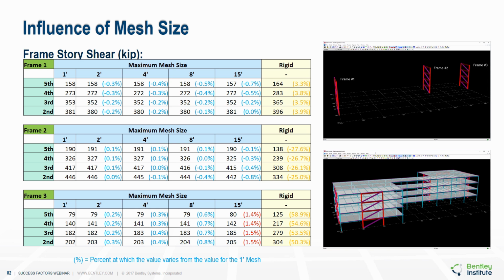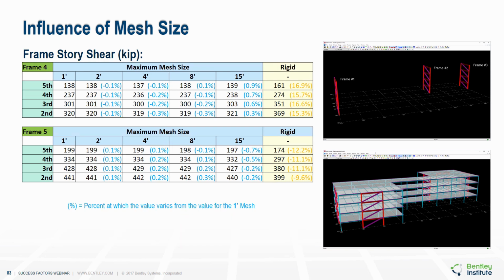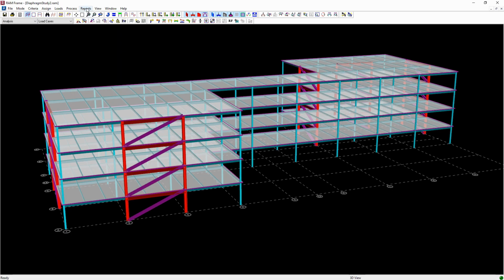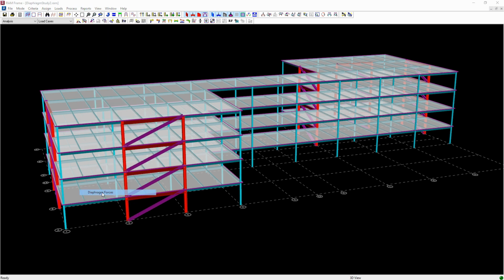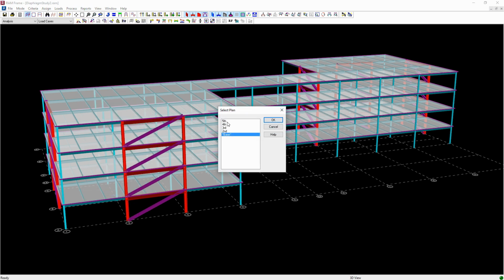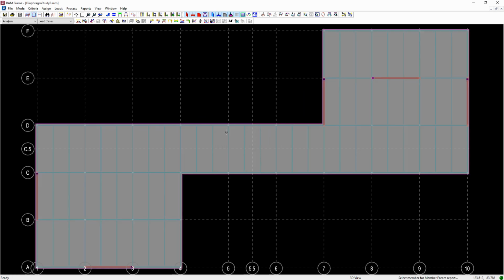But again, back to the mesh size, the difference between the 1-foot mesh and the 15-foot mesh, at worst, is a 1.5% difference in the results. And again, I did the same thing in the X direction, and those results are even more favorable. So then, in addition to looking at the frames, I wanted to look at the forces in the diaphragm itself. What would be the impact of my mesh size in looking at the forces in the diaphragm?